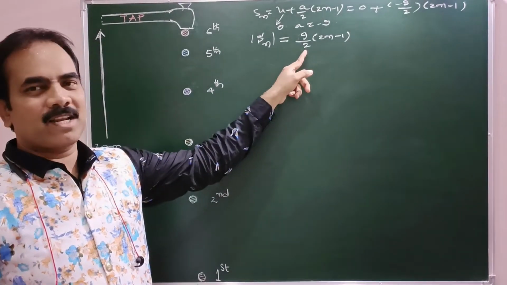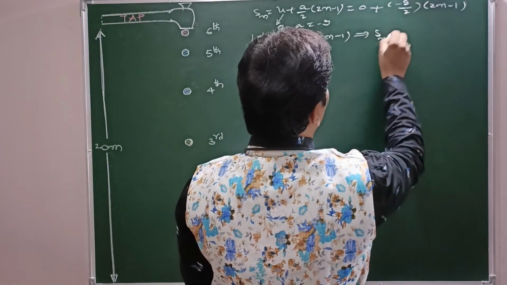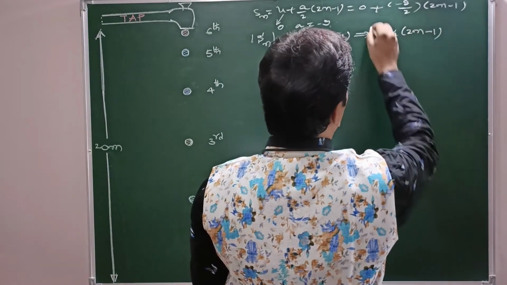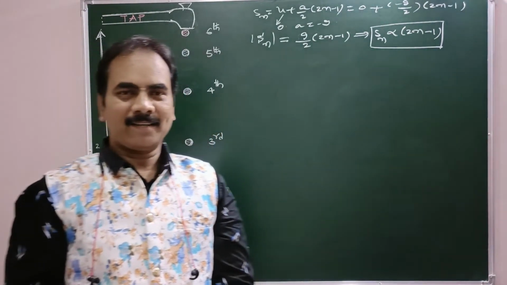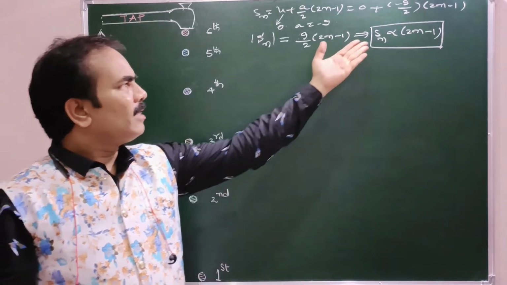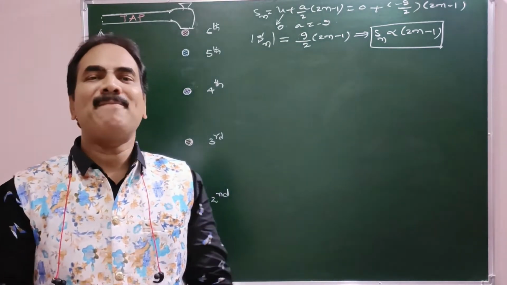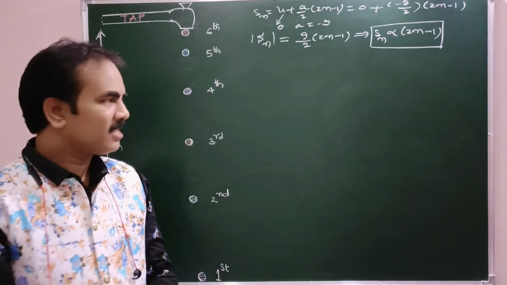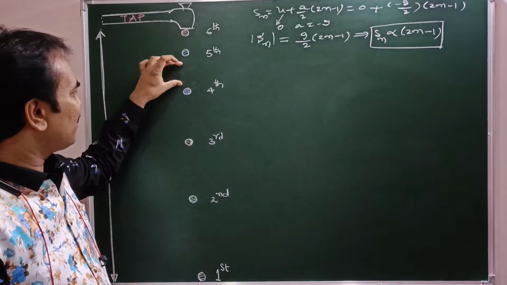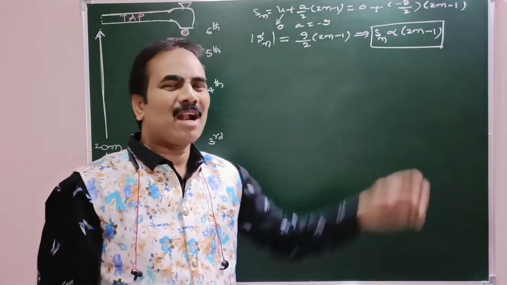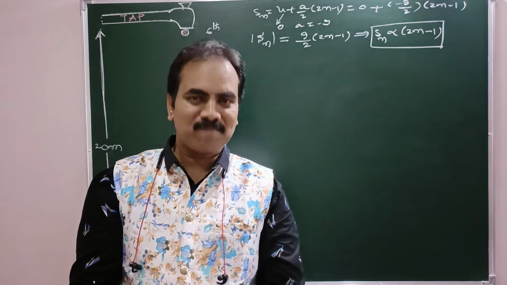Here g is constant and 2 is also constant, therefore Sn is proportional to 2n minus 1. So the distance covered in the nth second is directly proportional to 2n minus 1. This formula is not only valid for successive seconds, it is also valid for successive equal time intervals, however small or large these intervals may be. Here the time interval between successive drops is constant, let it be t seconds.